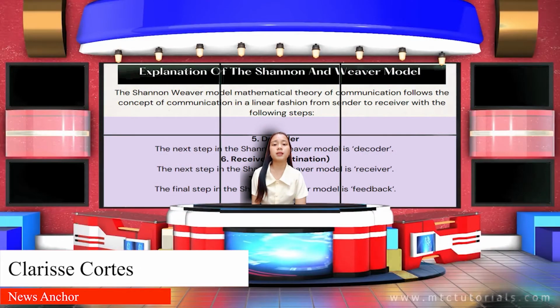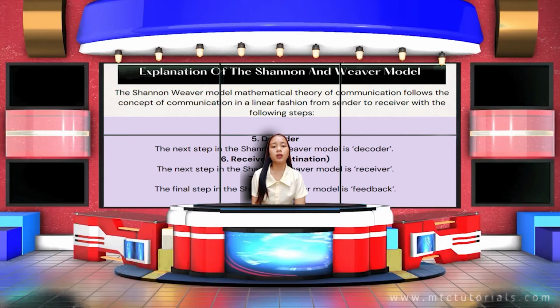Decoder. The next step in the Shannon-Weaver model is decoder. Decoding is the exact opposite of encoding. Shannon and Weaver made this model in reference to communication that happens through devices like telephones. So in this model, there usually needs to be a device that decodes a message from binary digits or waves back into a format that can be understood by the receiver.